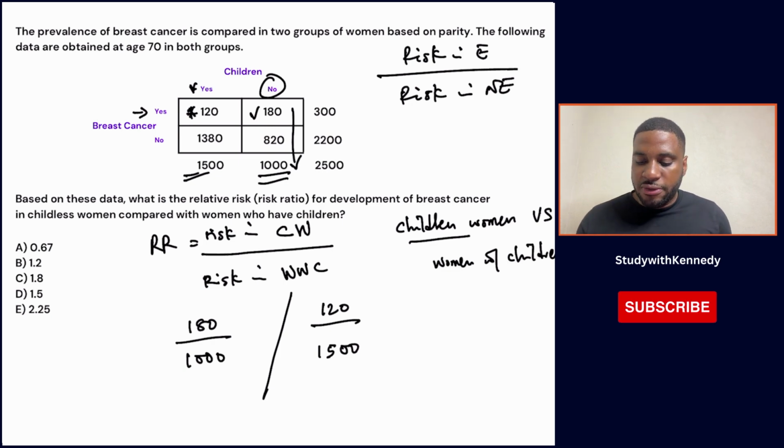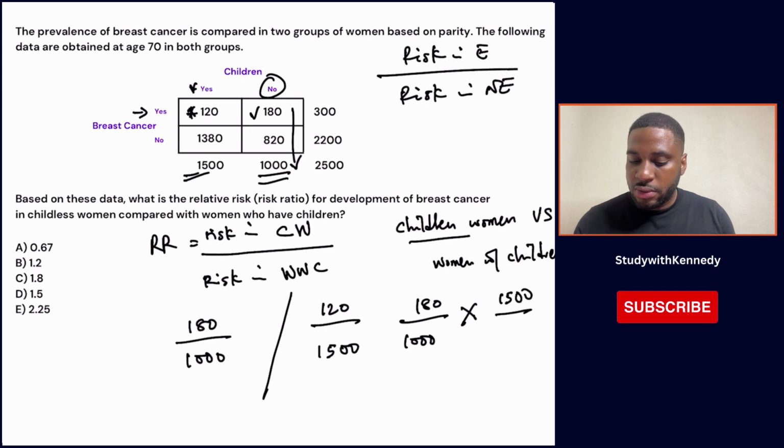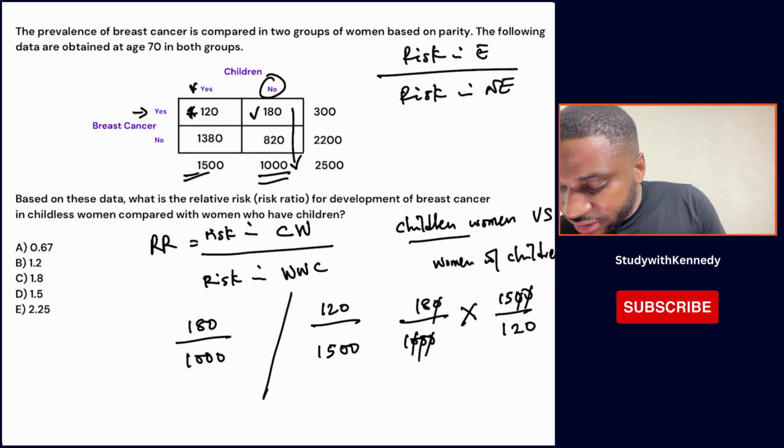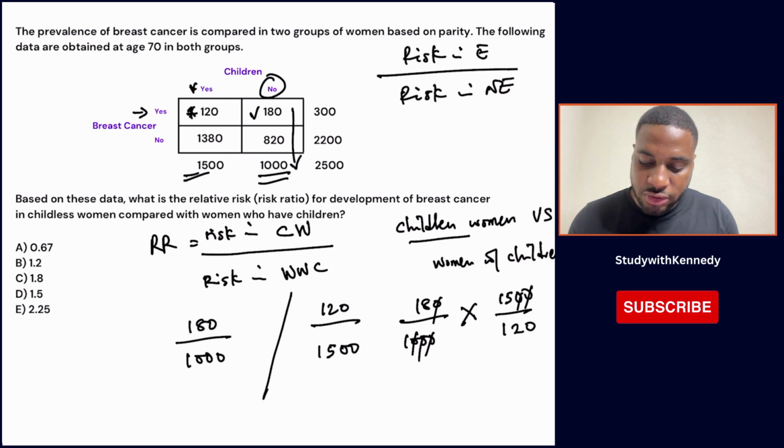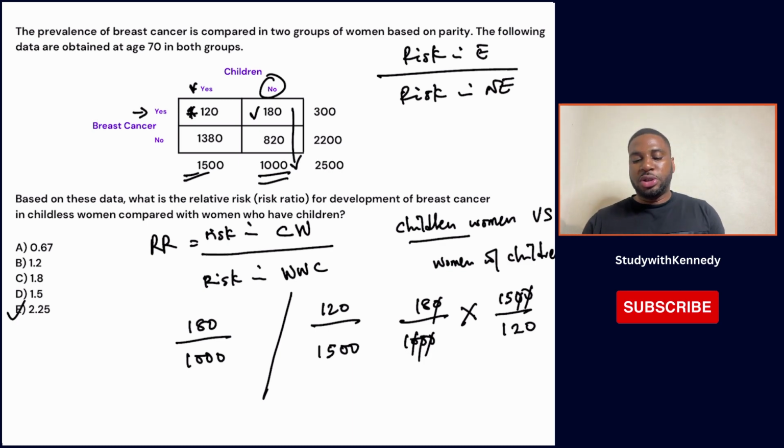This is basically what we need to calculate. If you want to break this down, or if you want to use a calculator, you can use a calculator. I prefer to simplify it. You can do 180 over 1,000 divided by 120 over 1,500. In mathematics, when you change the division to multiplication, you switch the numerator and the denominator. So this becomes times 1,500 over 120. Cancelling zeros, we have 18 times 15 over 12. I think if you do that math, it should give you 2.25.